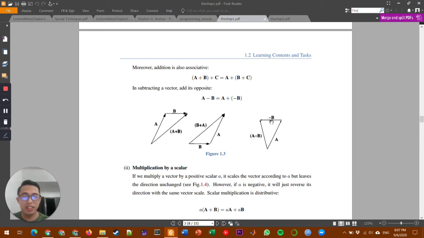Okay. So if we add them, you can imagine it, right? Because if we do vector addition, the formula is very simple. From the tail of A up to the tip of B. So there it is. Okay?